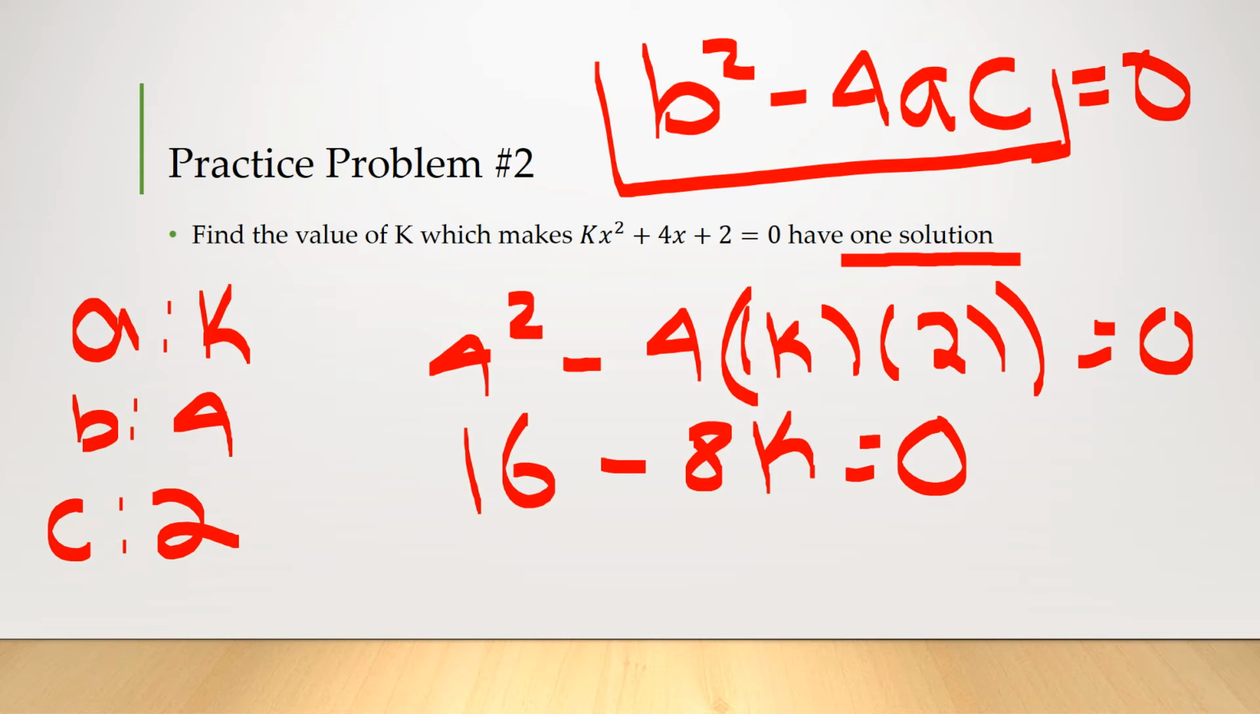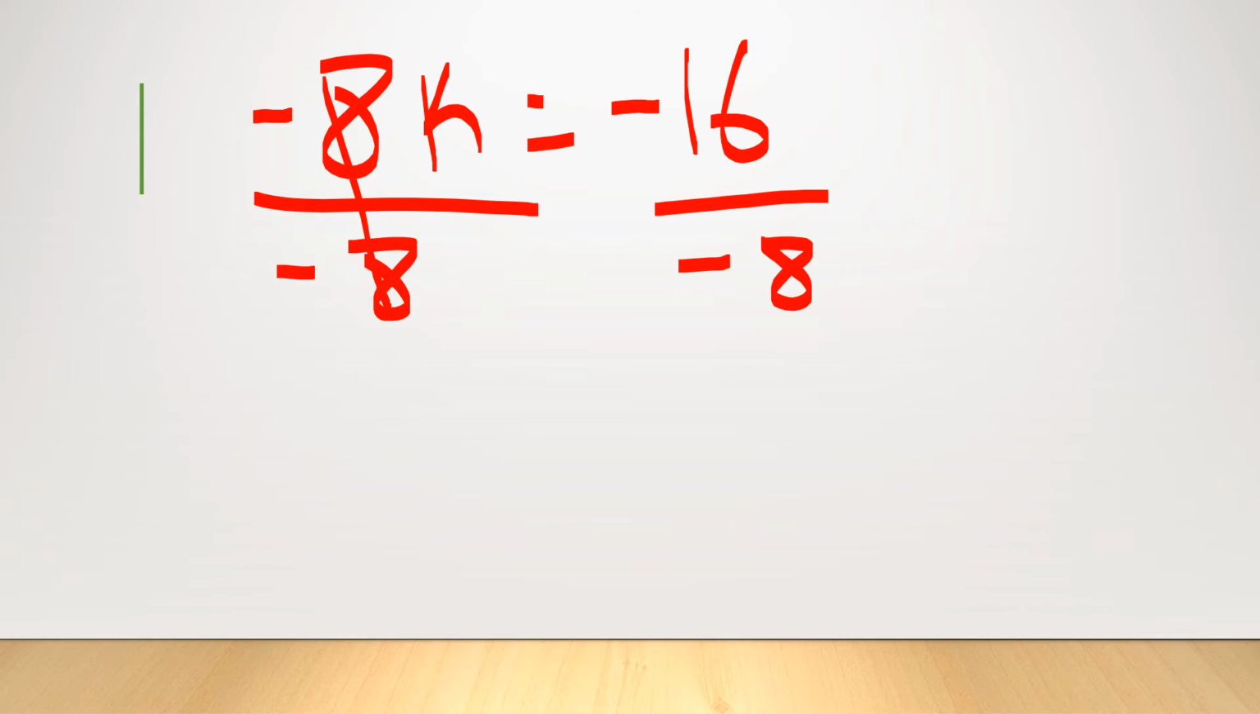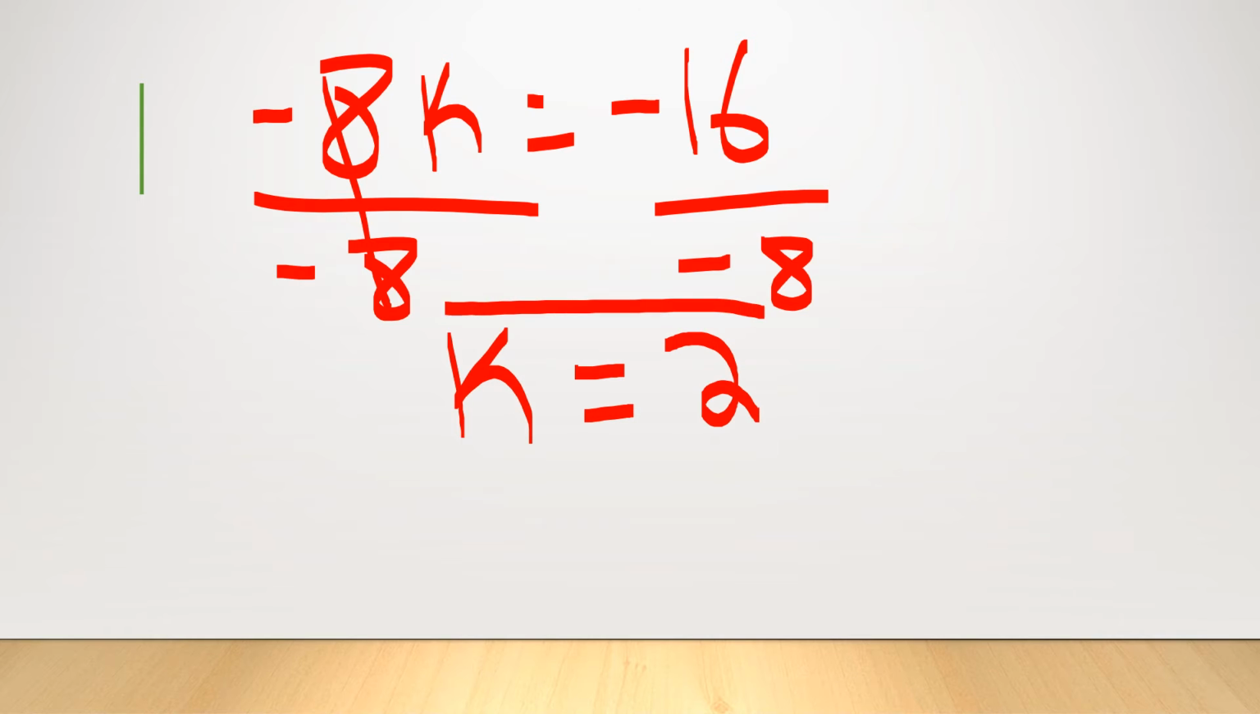With that, we're going to add negative 16 to both sides. To that, we'd get negative 8k is equal to negative 16. We divide both sides by negative 8. And with that, we'd get k is equal to 2. So whenever k is equal to 2, it is going to give the function 3 plus kx plus x squared 1 solution.